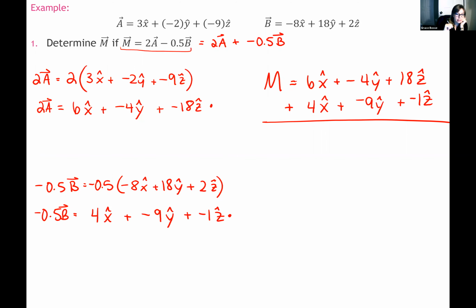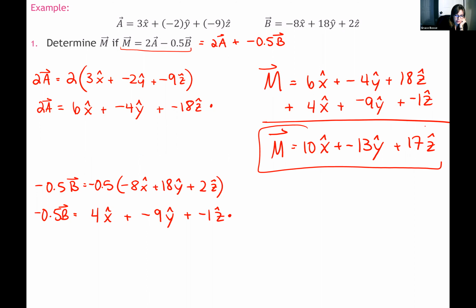So as far as x hats are concerned, I see 6x hat plus 4x hat. So that gives me 10x hat. Now I see negative 4y hat and negative 9y hat. That gives me negative 13y hat. And I see 18z hat and negative 1z hat. That gives me a positive 17z hat. And that is my final answer for vector m in component form.